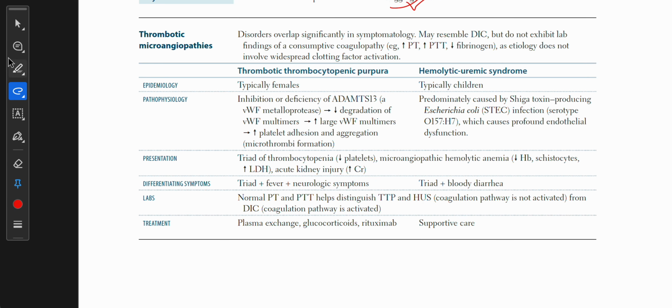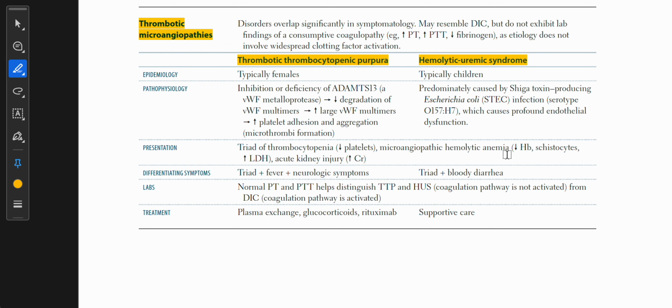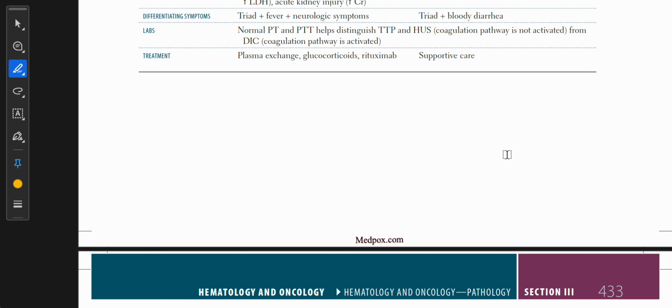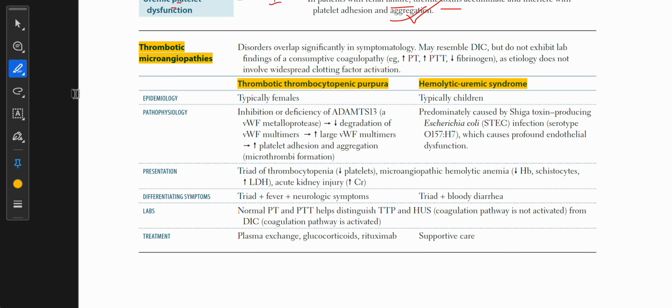Another topic here is thrombotic microangiopathies. We have to remember this. There are two types usually: thrombotic thrombocytopenic purpura and hemolytic uremic syndrome. HUS actually occurs in Escherichia coli disease, which is also a Shiga toxin producing disease. So let's tap into what the differences are.